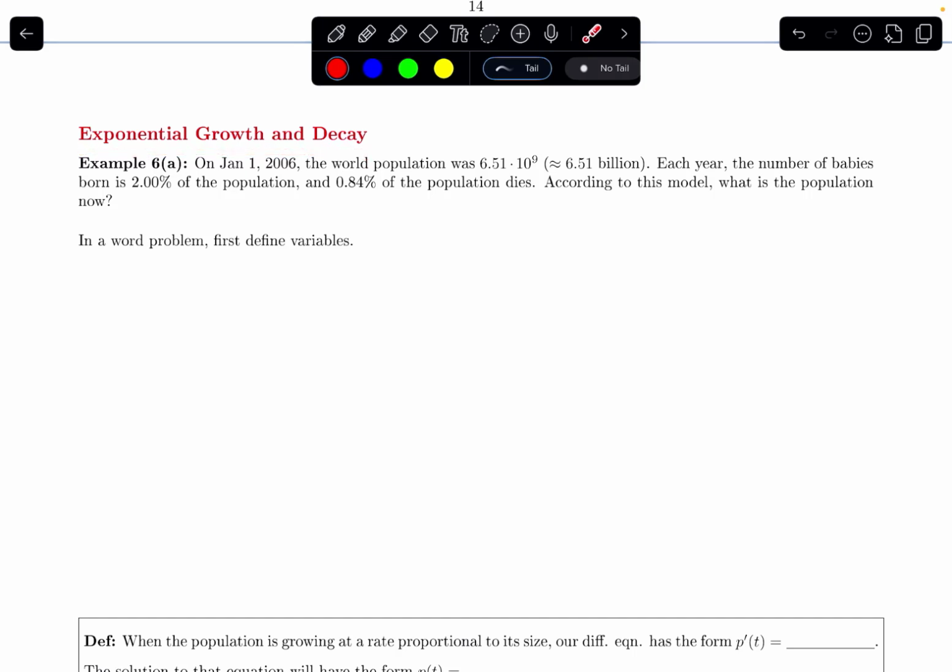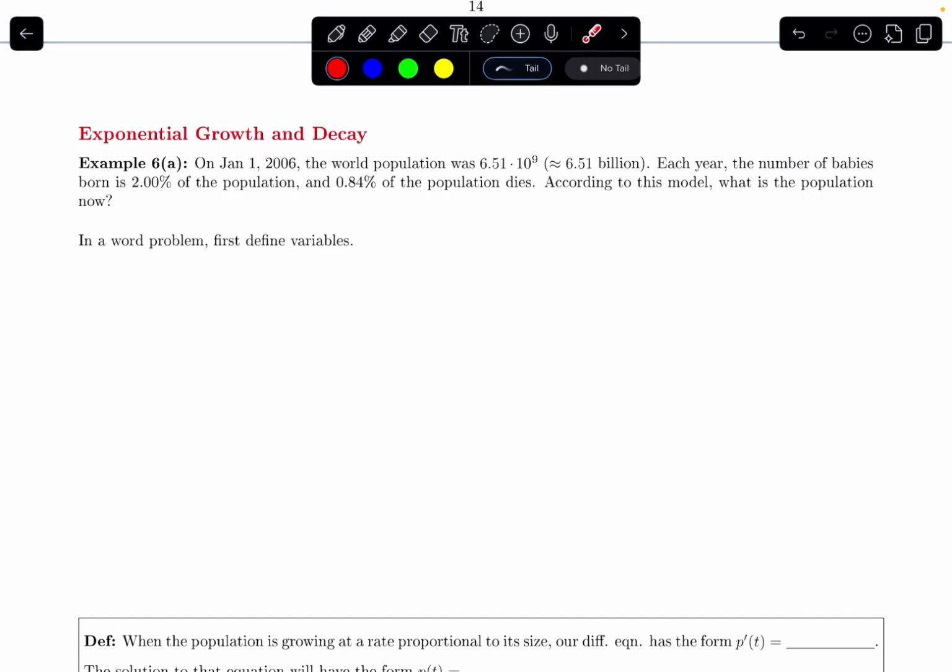So let's start with an example, which says on January 1st, 2006, the world population was 6.51 times 10 to the 9, which is about 6.51 billion. Each year, the number of babies born is 2% of the population, and 0.84% of the population dies. According to this model, what is the population now?